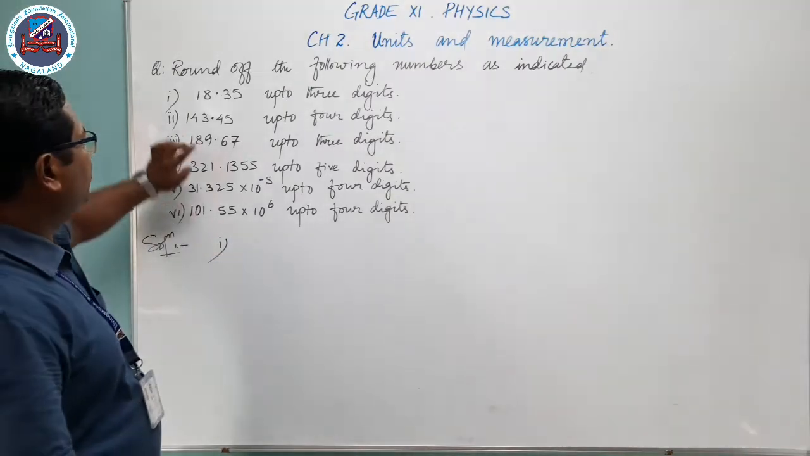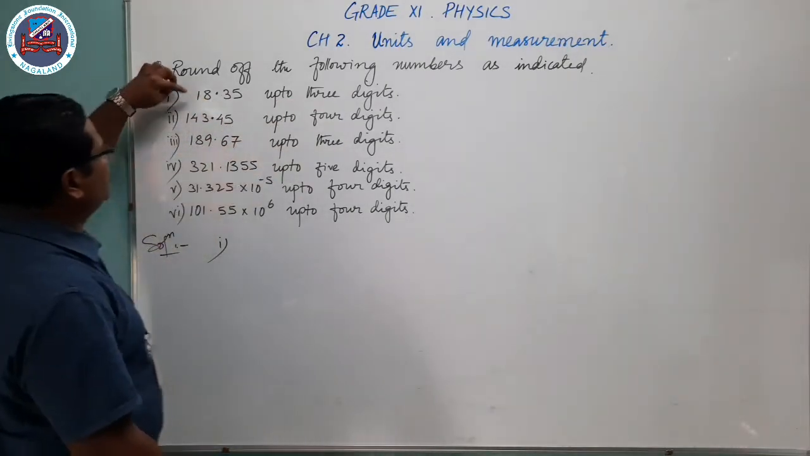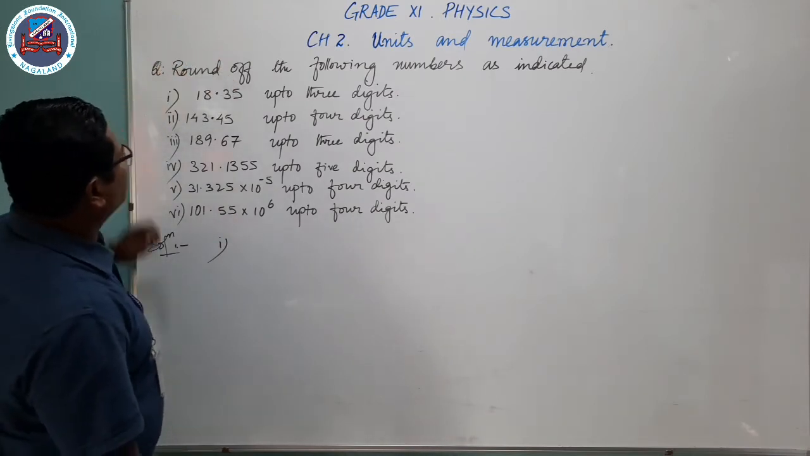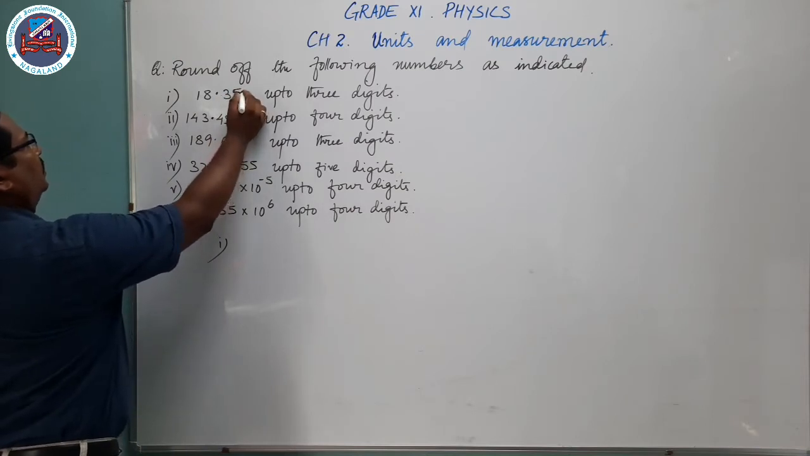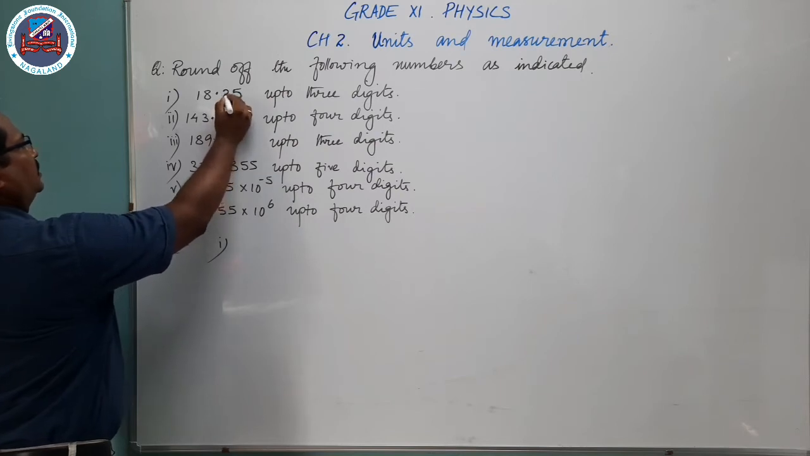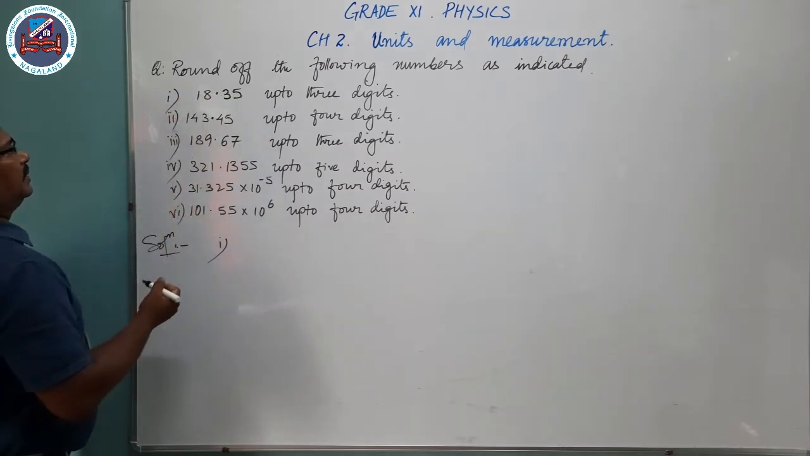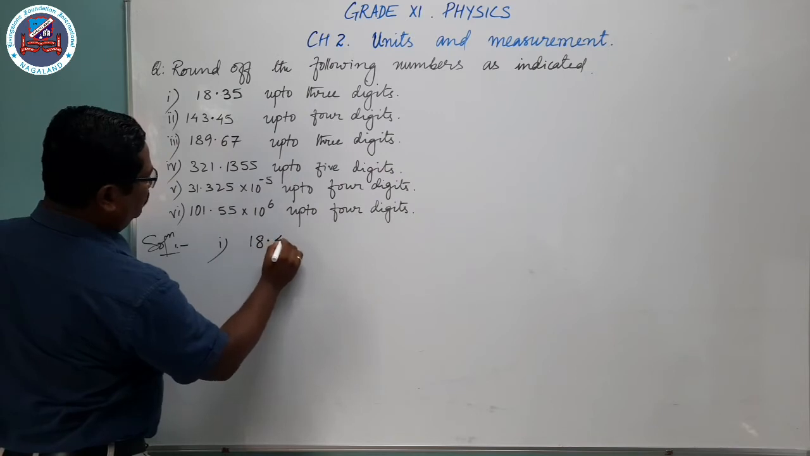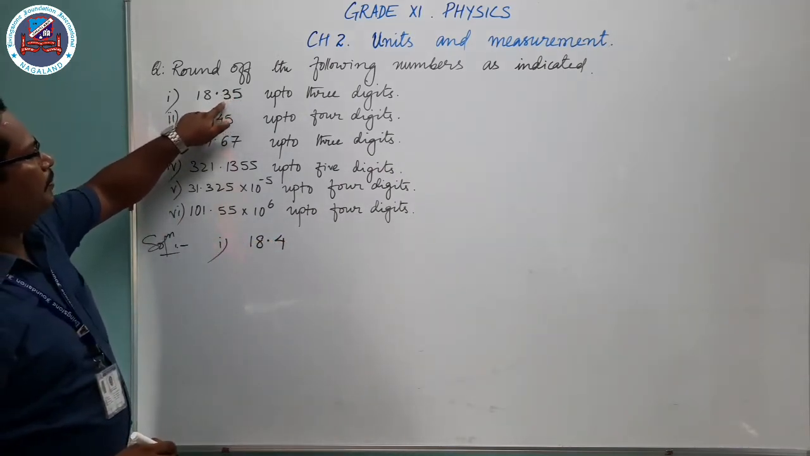Now in this case, 18.35 up to 3 digits means these are the digits 1, 8, 3 and 5. Clearly you can see that after 5 nothing is there, meaning it is 0. So we have to check whether the preceding digit is even or odd. Here it is odd, so in that case you add 1, and it will become 18.4. This is an odd number, that's why I am adding 1.